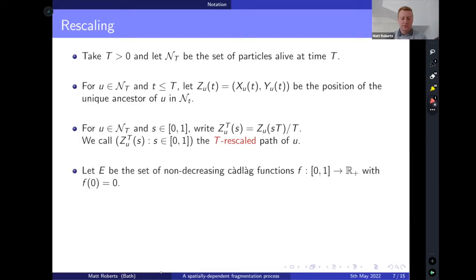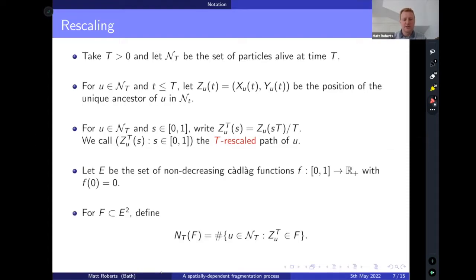And what am I comparing these paths to? I want my functions to be non-decreasing, as I said, so rectangles can only get smaller. That means jumps can only be positive. So I want non-decreasing càdlàg functions from [0,1] to R_+, starting from 0. And of course, I'm going to actually look at E squared because my particles are moving in 2 dimensions.